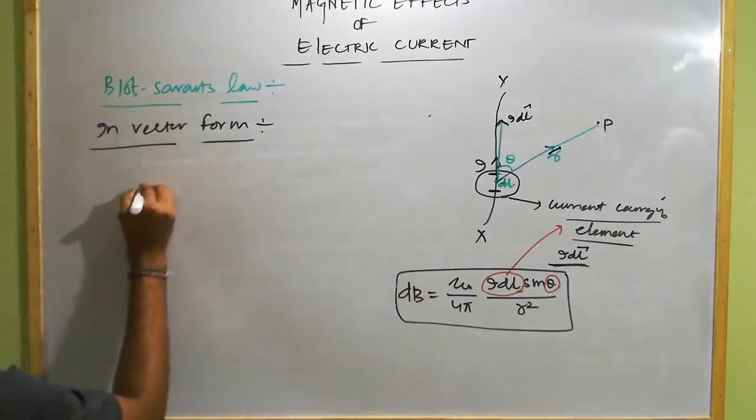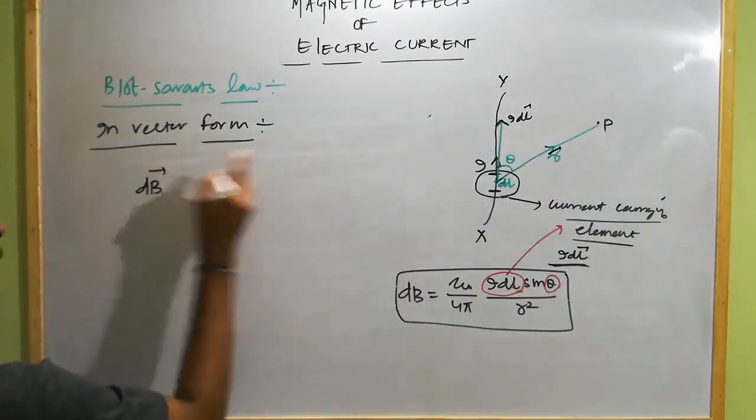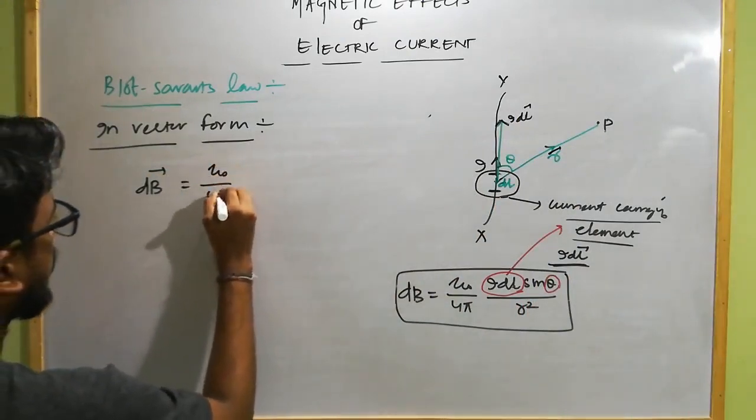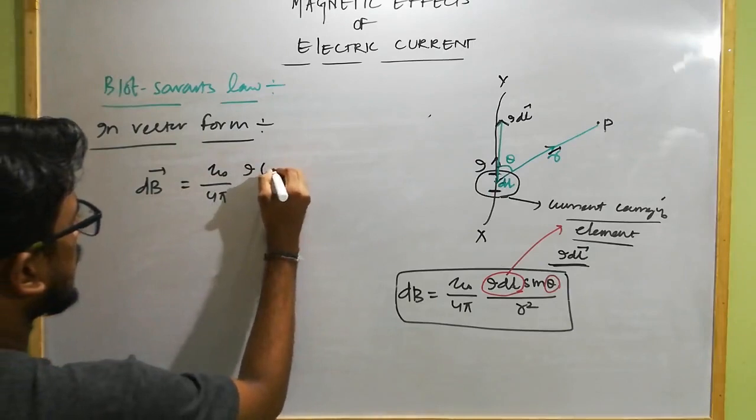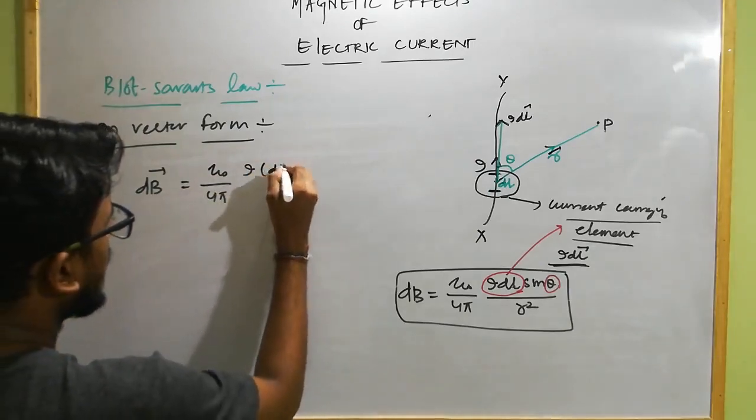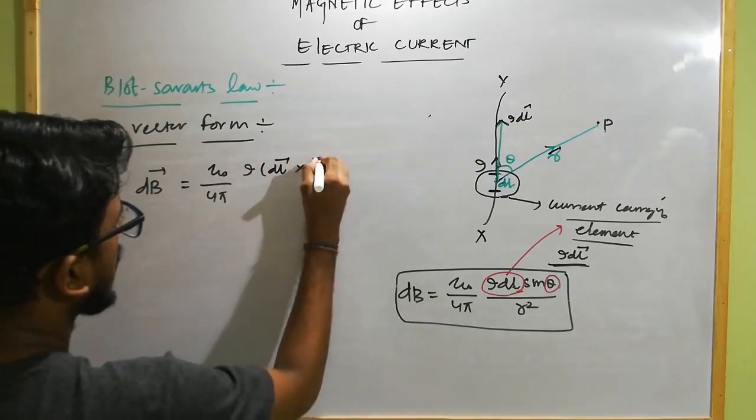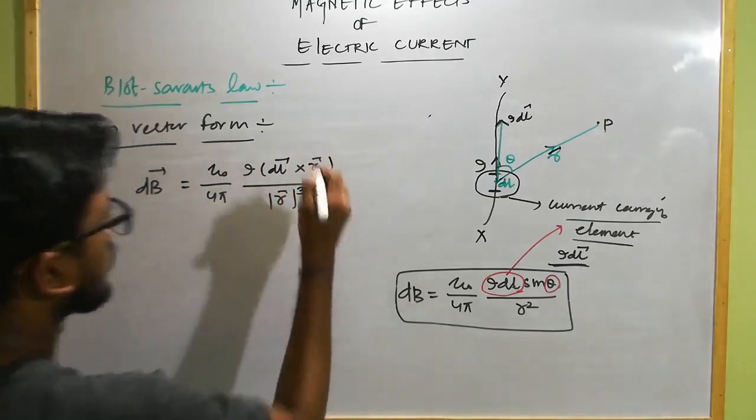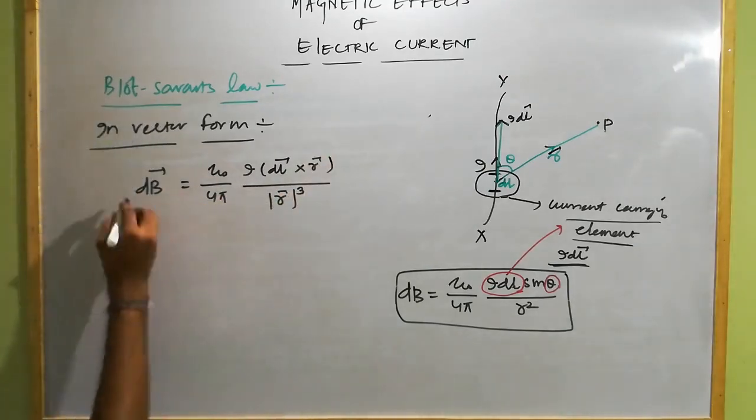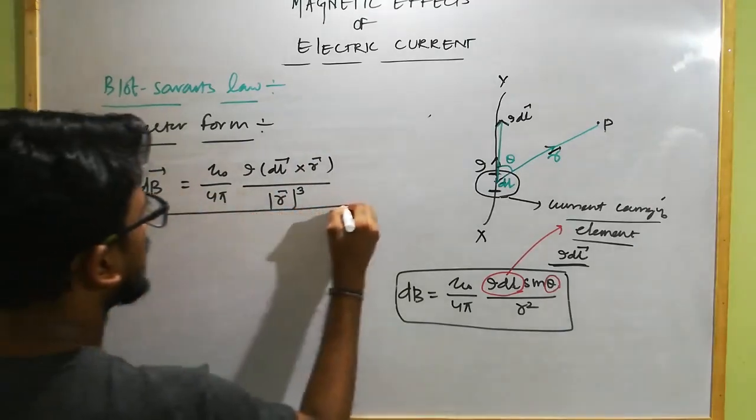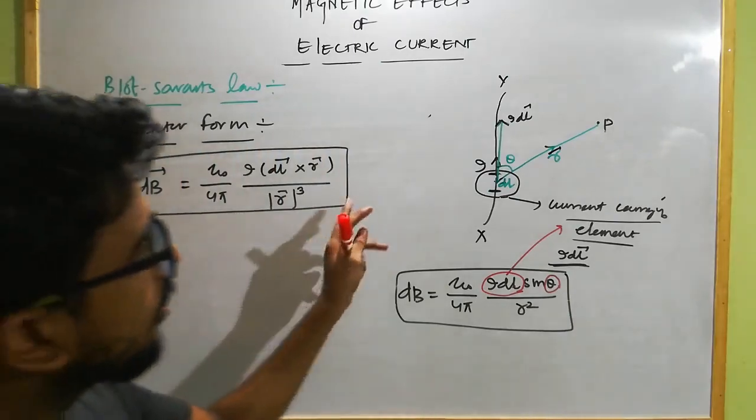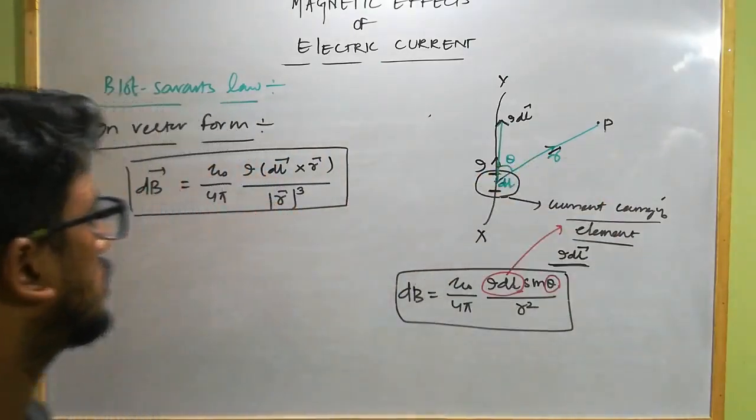So we can write the dB vector at the point P will be mu naught by 4 pi I into dl vector cross R vector divided by R vector mod cube. Here, this is the expression for what? The magnetic field strength at a given point surrounding the current carrying conductor.